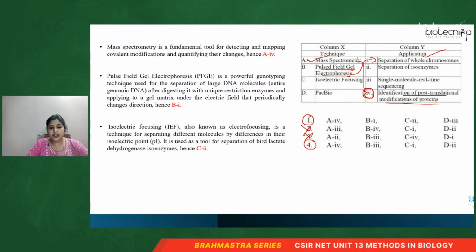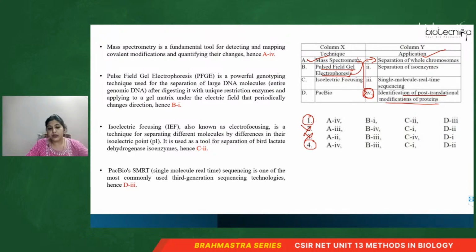Then isoelectric focusing, it is related to the isoelectric point, right? The pH at which the protein has no net charge. This is the technique used for separating different molecules like proteins on the basis of difference in the isoelectric point. So yes, it is used for separation of isoenzymes, and therefore C is 2.